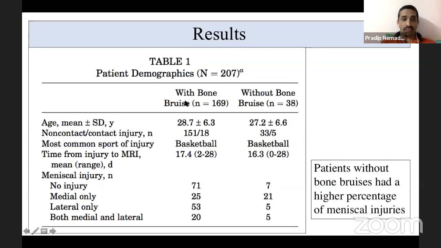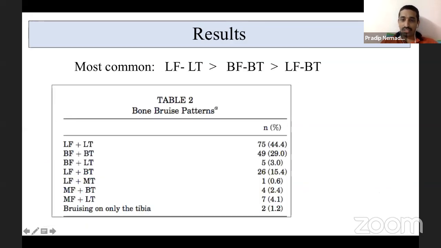So first, they compared the patients who had bone bruises and those who didn't have bone bruises. The demographic profile was not significantly different. However, the most important thing to observe was that the patients who did not have any bone bruise had a higher percentage of meniscal injury. So that is the first result.